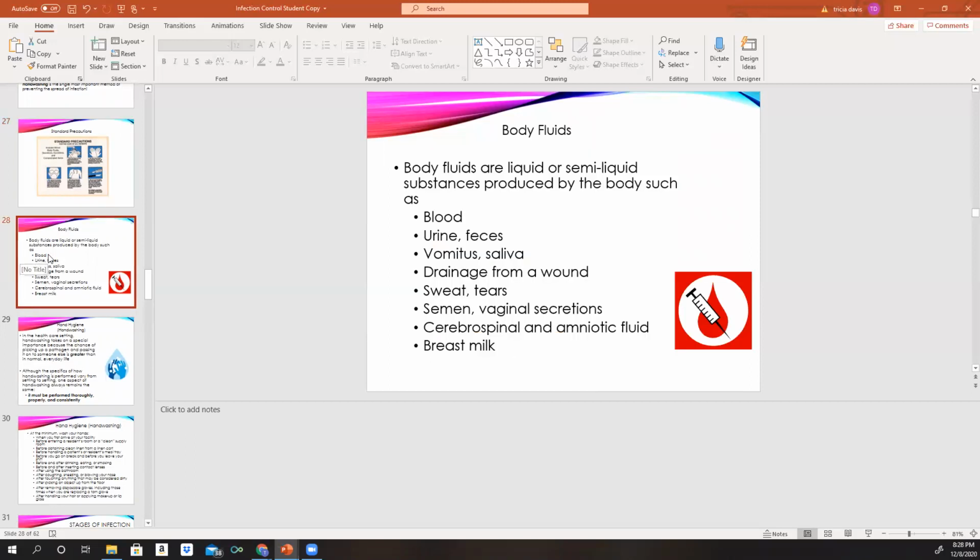So body fluids, what are body fluids? Body fluids are liquid or semi-liquid substances that are produced by the body. That includes blood, urine, feces, vomit, saliva, drainage from a wound, sweat, tears, semen, vaginal secretions, cerebrospinal and amniotic fluid, and even breast milk.